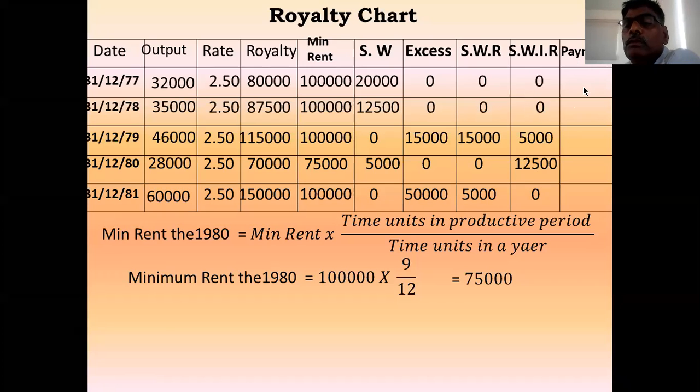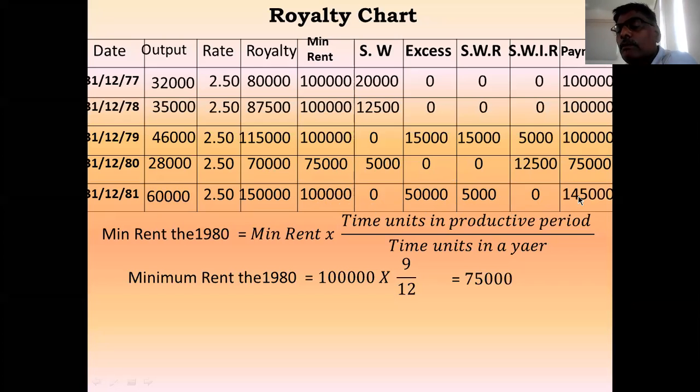Then payment is equal to royalty plus short working minus SWR. 80,000 plus 20,000 minus 0. 87,000 plus 12,500 minus 0. 1 lakh 15,000 plus 0 minus 15,000. 1 lakh 70,000 plus 5,000 minus 0. 75,000. 1 lakh 50,000 plus 0 minus 5,000. 1 lakh 45,000. Like this, you calculate the amount.